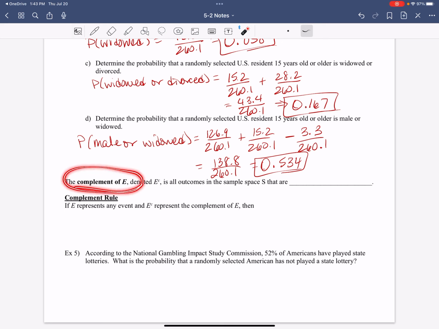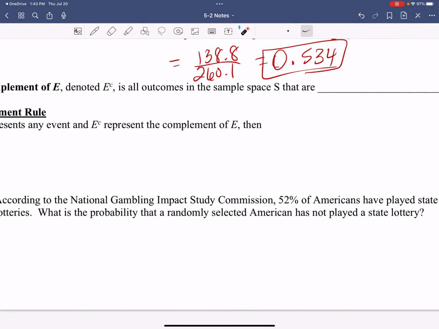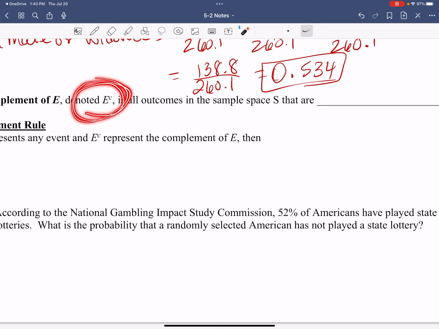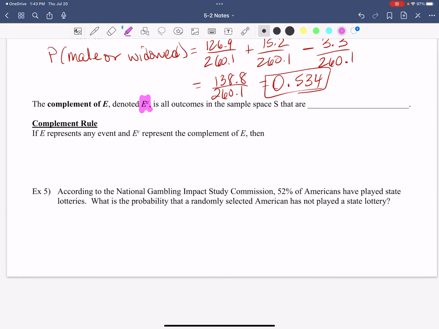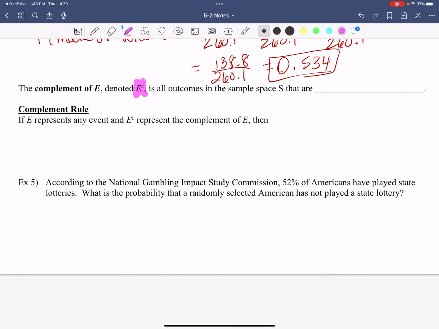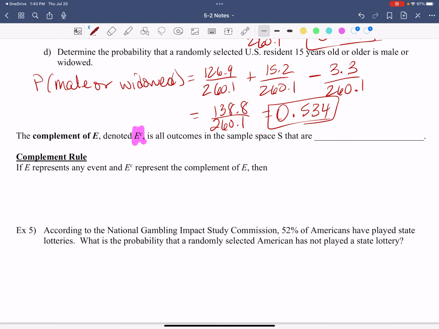So let's throw down what a complement is. This is a word. It's denoted by E to the C. I'm going to make this bigger here because I want you to see that. It's just a little part in here, and it seems like people forget this symbol and what you're using with that symbol. So that little C up at the top means complement, all right?